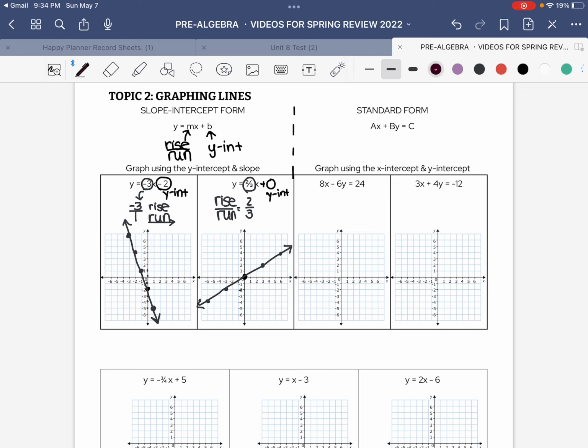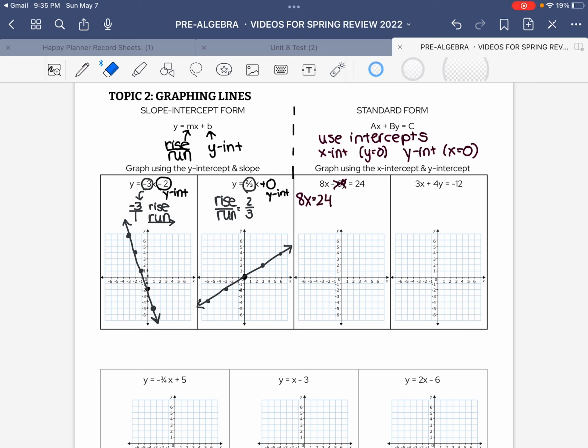Now let's talk about the other one. The other one is where we're going to use our intercepts. And what that means is you're going to get an x-intercept by plugging in y equals 0. And you're going to get a y-intercept by plugging in x equals 0. What that means is if we replace y with 0, -6 times 0 is 0. So we just have the equation 8x equals 24.